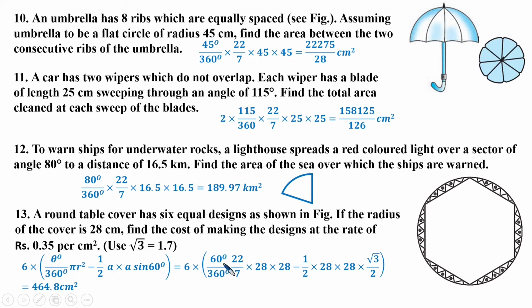Just pause it and go through it. This is 60 degree because 6 of them are there. 60 into 6 is 360 degrees. So 6 of them are there. This is pi r square minus the triangle area with sine 60 as root of 3 by 2. The root of 3 value is given here approximately, and you can simplify it and get this answer. So for this many centimeters square, at 0.35 rupees per centimeter square, the centimeter square will get cancelled. So you will get rupees 162.68.